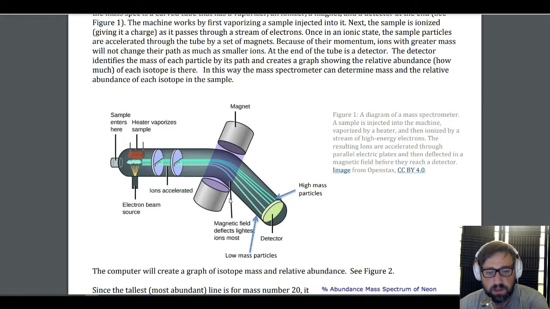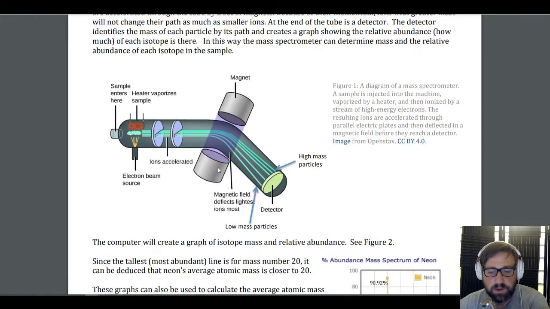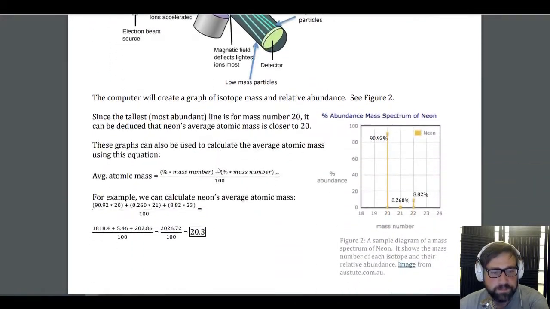If it weighs too little, it gets banged on the side. Too much, bangs on the other side. And we can adjust this magnet to kind of zero in on things.